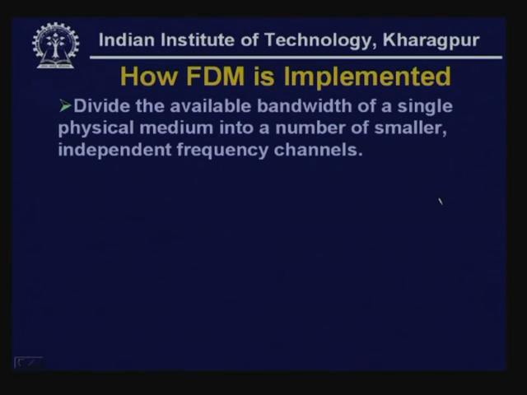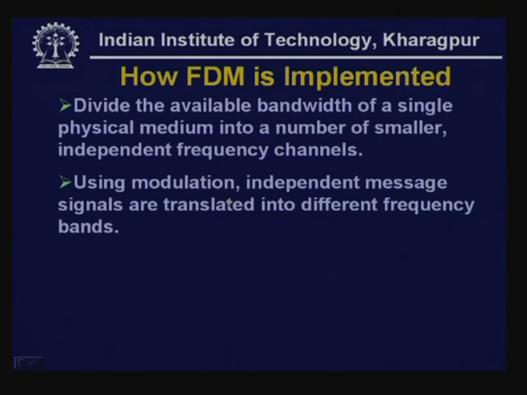What is being done? The available bandwidth of a single physical medium is divided into a number of smaller independent frequency channels. Look at this figure, smaller and independent frequency channels. So, they should not overlap with each other.